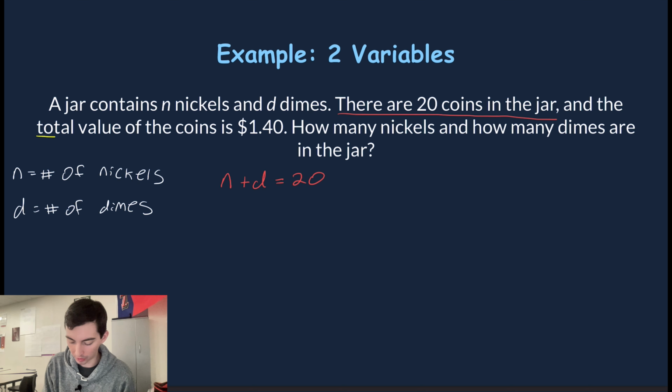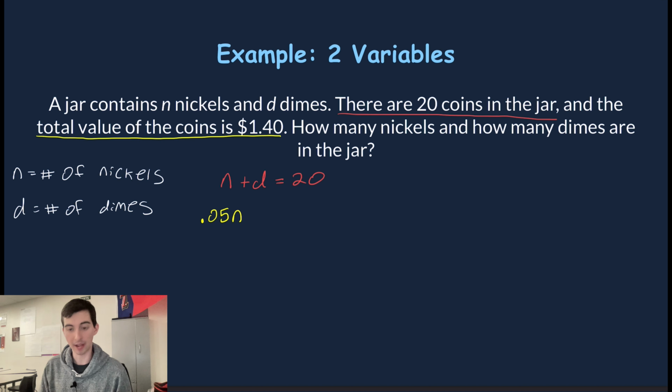And now my second equation, we know the total value of the coins is $1.40. So if our value is $1.40, we need to multiply the number of nickels I have by however much a nickel is, and multiply my dimes by however much a dime is. So I know that nickels are 5 cents. So I'm going to write 0.05 times the number of nickels I have, and I'm going to add 0.10, since dimes are 10 cents, times every dime I have. And that should give me $1.40.